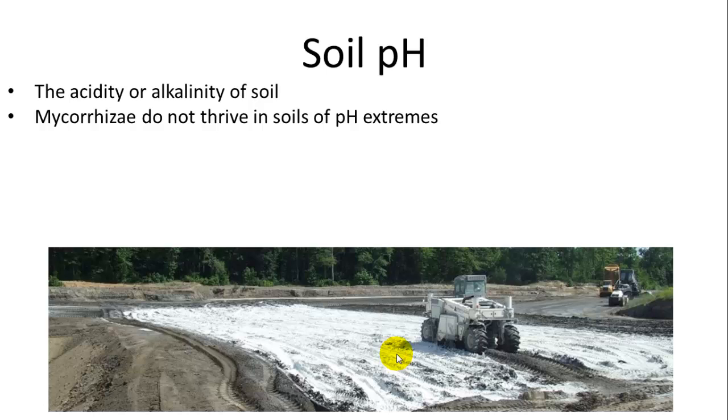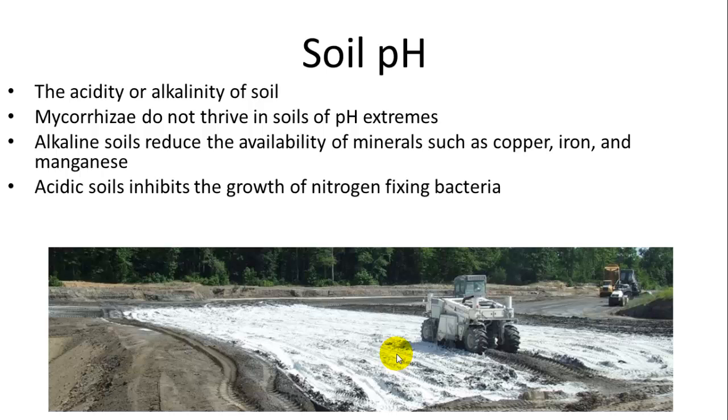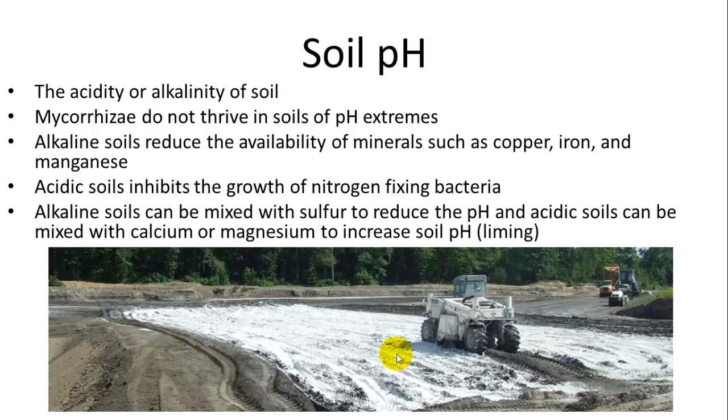Soil pH, if things are too acidic or too basic, will affect the organisms living within it. Mycorrhizae don't do well in soils that are too acidic or too basic or alkaline. Alkaline soils will also reduce the availability of minerals such as copper, iron, and manganese, and acidic soils inhibit the growth of nitrogen-fixing bacteria. So to counteract this, some farmers will mix sulfur with alkaline soils to reduce the pH, and acidic soils will be mixed with calcium or magnesium to increase the pH, and that's called liming.